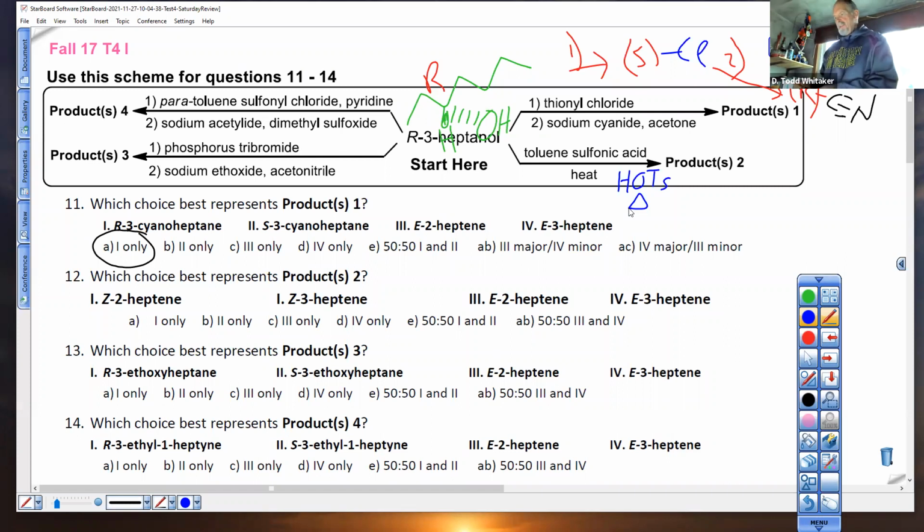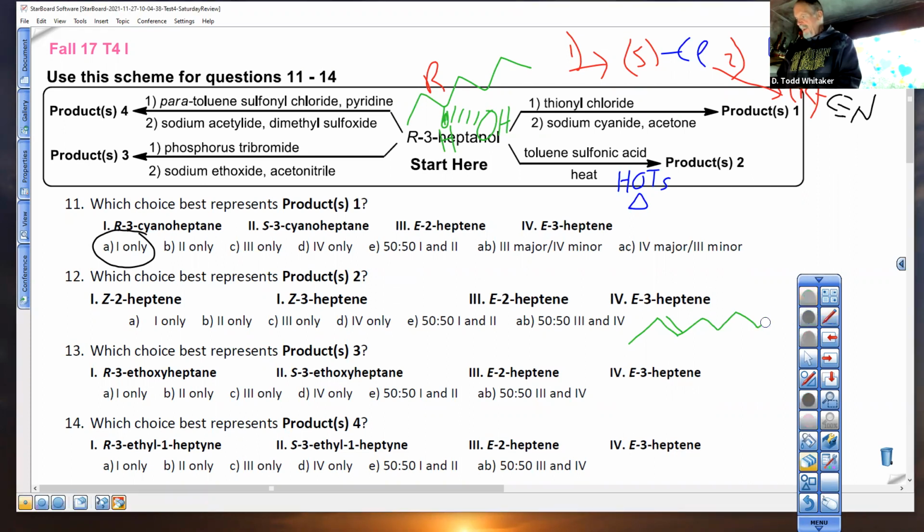Hots and heat. And it says which choice represents products 2. Well, it doesn't have anything about major or minor listed in any of the products. So I guess I'm only looking for 2 major products here, or 1 if you think there's just 1 forming. But there's no distinction in stability between this one, where I took the beta H, that's too many carbons, 2, 4, 6, 7, yeah, I took the beta H from the left of the alcohol.